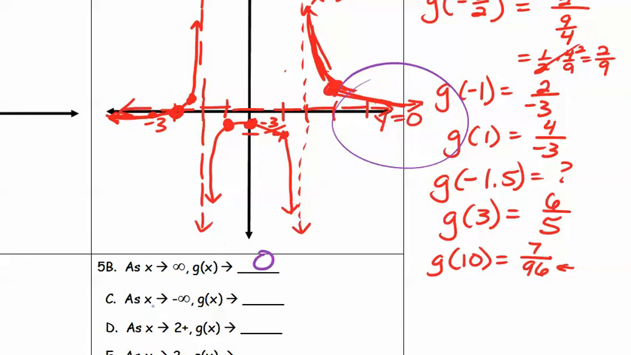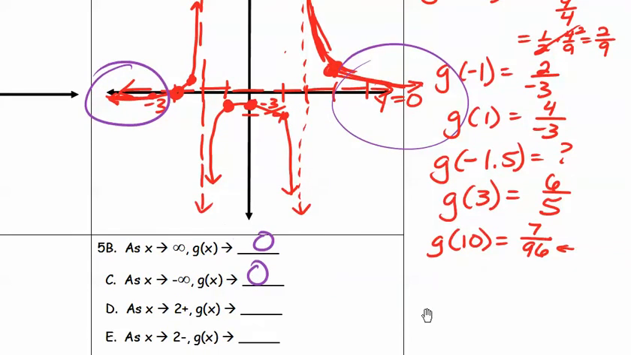On the left-hand side, what happens as I choose smaller values of x? Well, it was also getting close to 0. The difference here is that it was getting to 0 from the positive side here and from the negative side there. A little bit bigger than 0 on the right side, a little bit smaller than 0 on the left side.